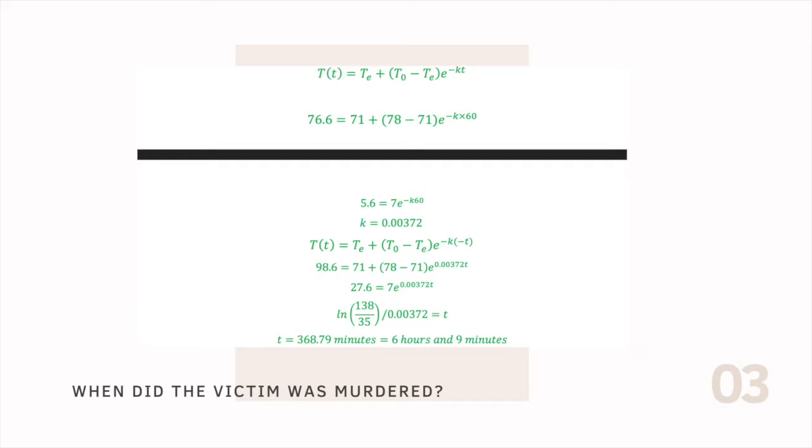Using the same formula, this time I'm going to apply the normal temperature of a human, which is 98.6 Fahrenheit, and the environment temperature is still the same, 71, and the initial temperature when the victim was murdered is 78, and applying the K that we found, the number of T is equal to 368.79 minutes, which is 6 hours and 9 minutes.